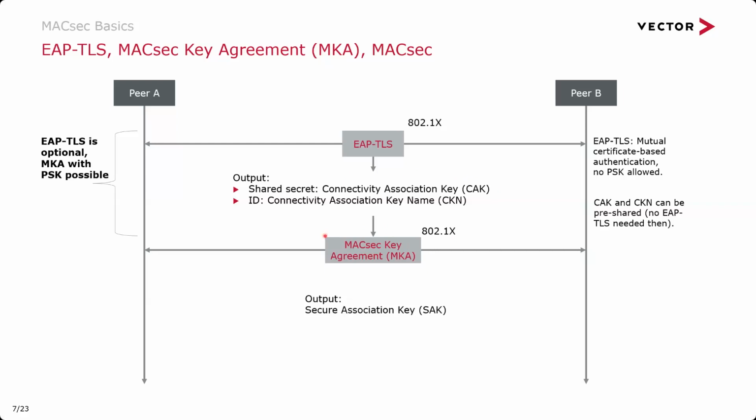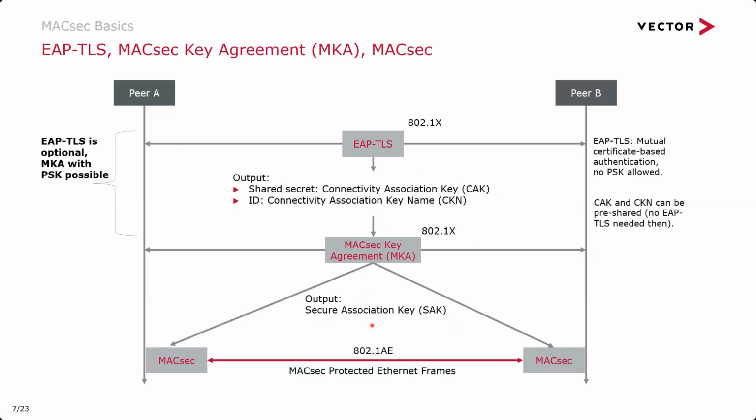Now, what MACsec key agreement does is it uses the CAK to protect its own communication. Basically, it establishes the common parameters between the two peers that are used for MACsec, and it distributes a, let's say, session key. This secure association key, that's kind of a session key, is then used together with the parameters that were established to actually protect the payload using MACsec.